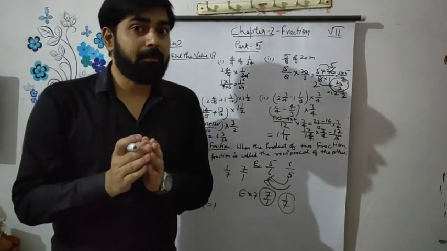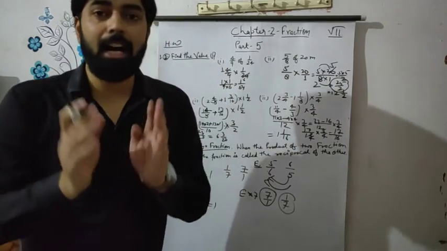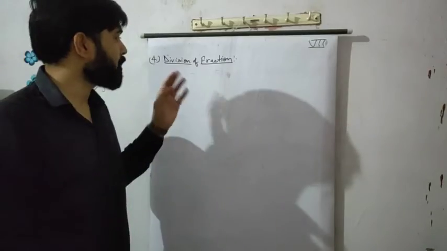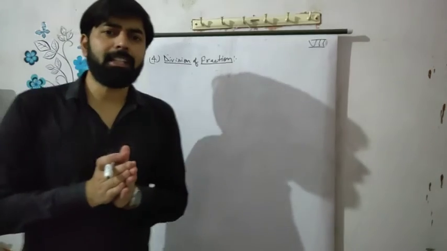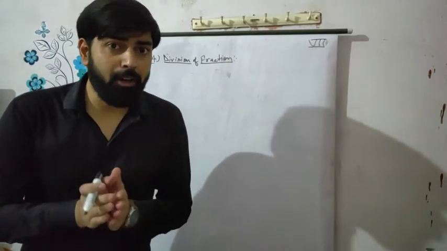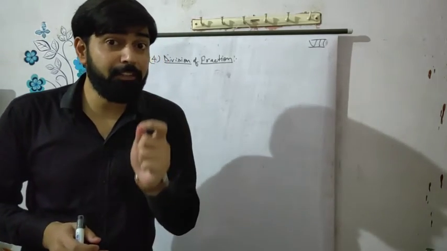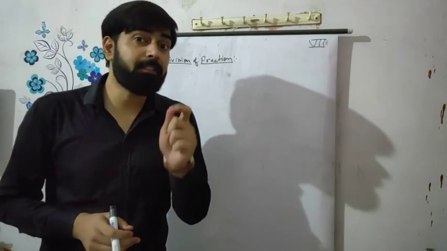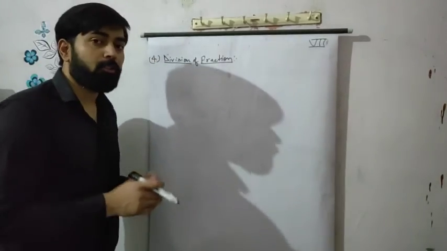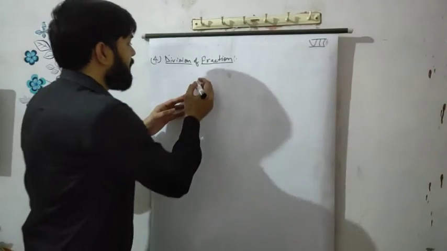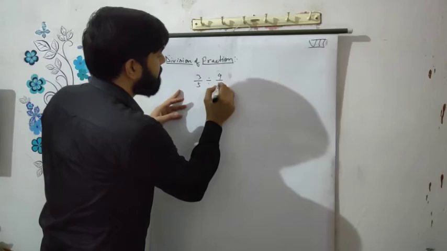Reciprocal is very important, because without reciprocal we cannot solve the division of fractions. Now the next topic is division of fractions, and in the division of fractions reciprocal is very important. If you understood the reciprocal, you can easily solve the division of fractions, because division of fractions totally depends on the reciprocal of a fraction. So look here, we have one example: 3 upon 5 divided by 9 upon 15.